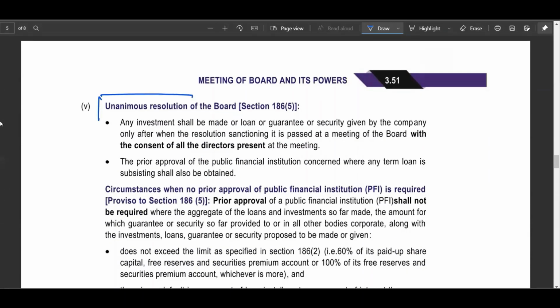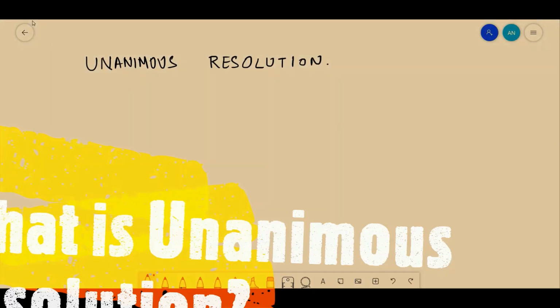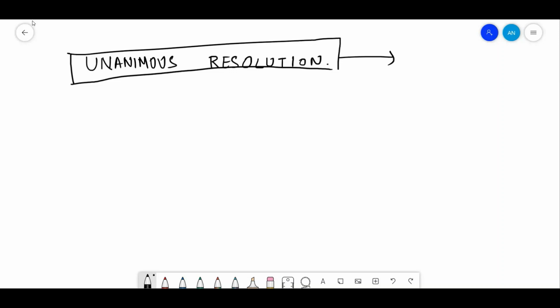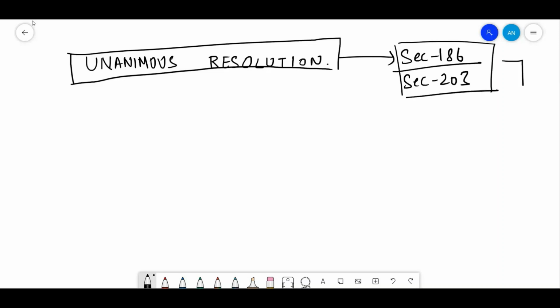Now let's talk about unanimous resolution, which is very much important for your exam purpose. Now let's discuss unanimous resolution first. So unanimous resolution is a concept in itself. It is applicable in two sections, section number 186 and section number 203. Only these two sections require the resolution to be unanimous.